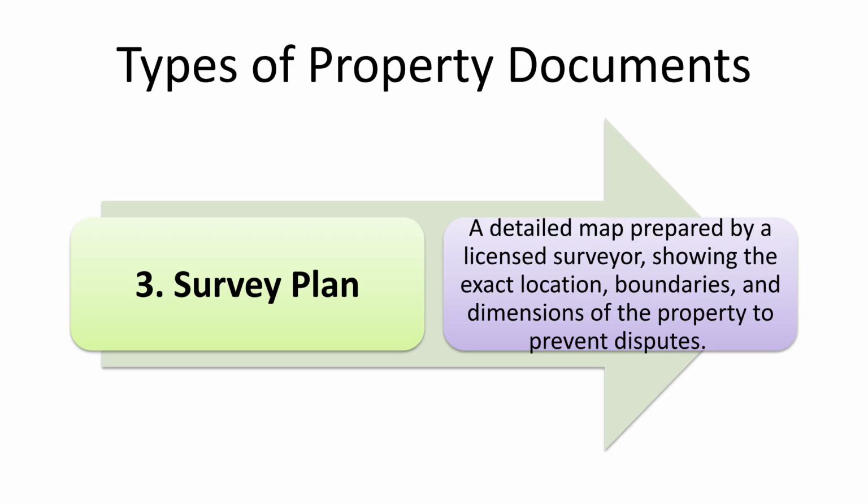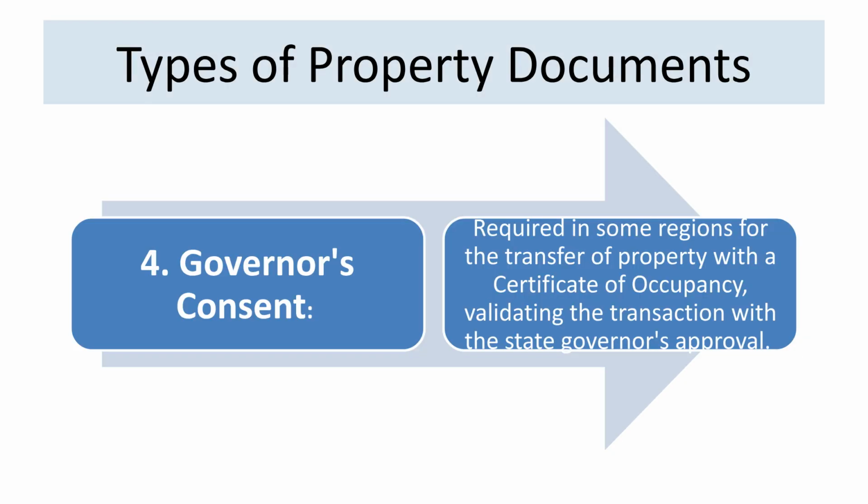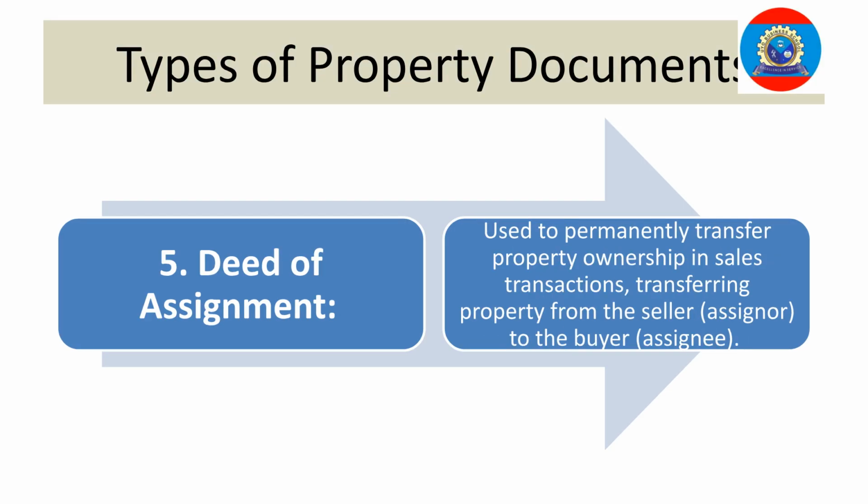It shows the exact location, boundaries, and dimensions of the property to prevent disputes. In some regions, the governor's consent is required for property transfer with a Certificate of Occupancy. It validates the transaction with the state governor's approval. A deed of assignment is used to permanently transfer property ownership in sales transactions, moving property from the seller, the assignor, to the buyer, the assignee.